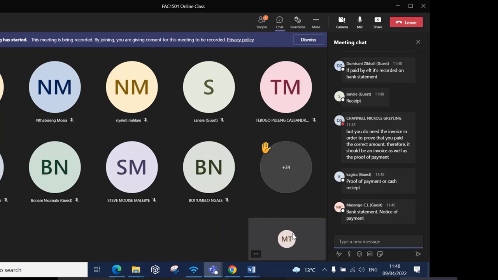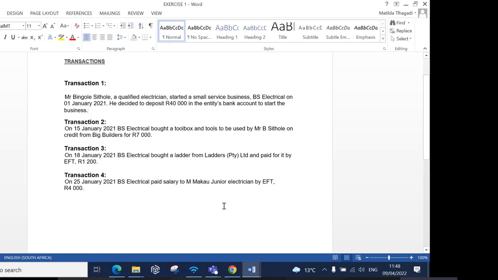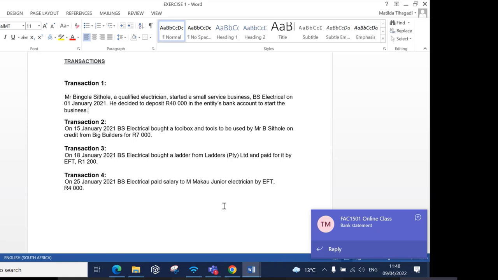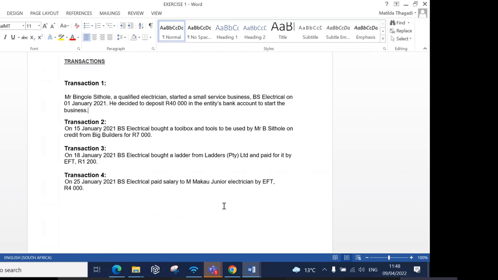Guys, most of you are correct. So basically, because you paid by EFT, your source documents will be the tax invoice from Ladders Pty Ltd and the bank statement. So the fourth transaction is on the 25th of January, BS Electrical paid salary to M. Makau, Junior Electrician, by EFT for 4,000. So what is the source document for transaction number four?